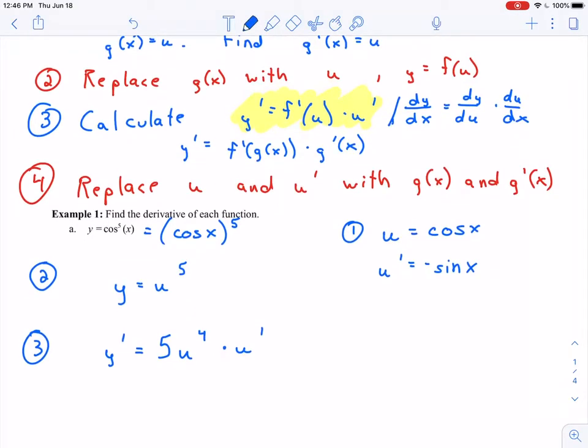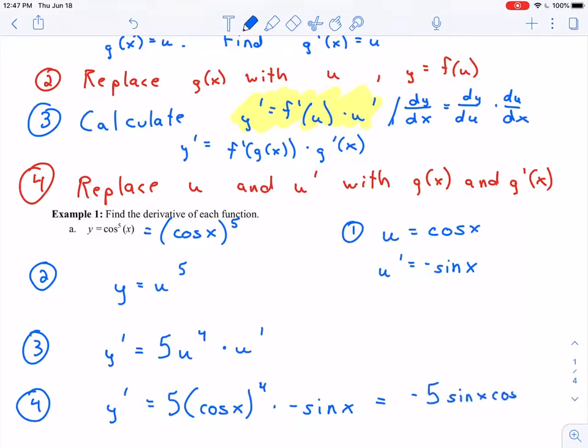My fourth step, I simply want to take this expression. If I started with something in terms of x, I want to end with something in terms of x. So I'm going to take my u and my u prime, and I'm going to plug those back into my function here. So I'm just going to rewrite this function in step 4 so that I have y prime equals 5, we'll say cosine of x all to the fourth power, times u prime, that's negative sine of x. And maybe, okay, we can rewrite it or simplify it just a little bit. Maybe we'll say that this is negative 5 sine of x times cosine to the fourth of x. And there is my derivative.